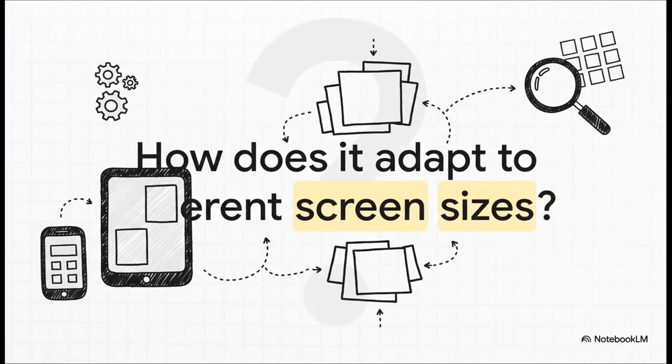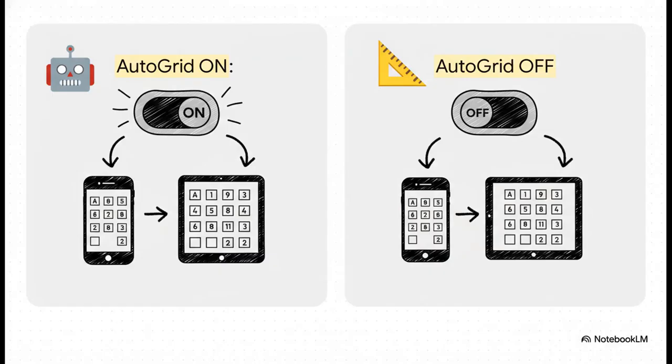Okay, so maybe the number one headache for any UI developer is this. Screens come in all shapes and sizes, right? You've got tiny phones, huge tablets, and everything in between. So how does the B4X dashboard handle this massive challenge? How does it look good everywhere? The secret is this really clever system called Auto Grid.